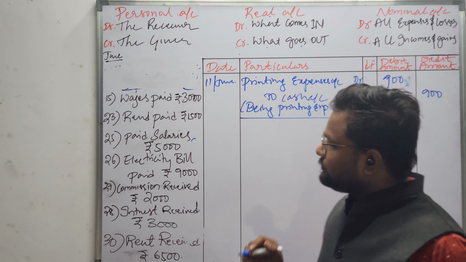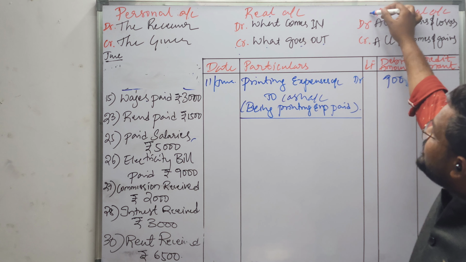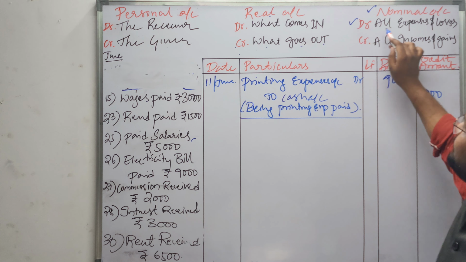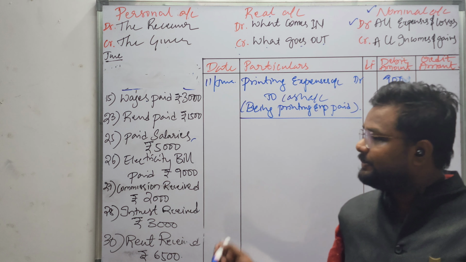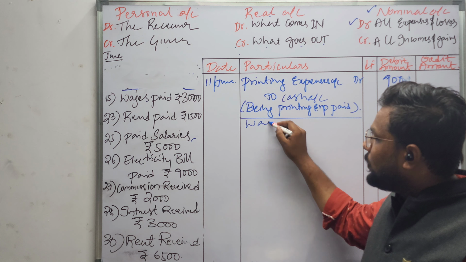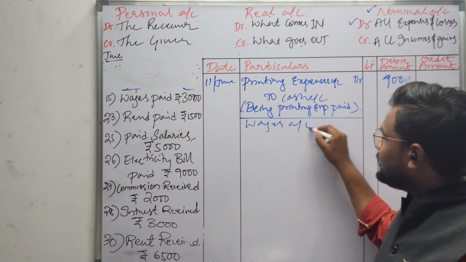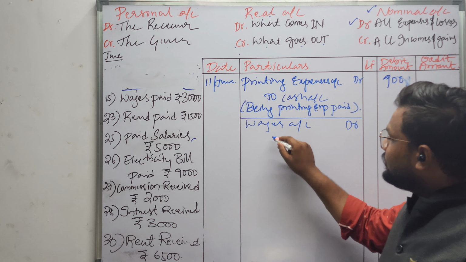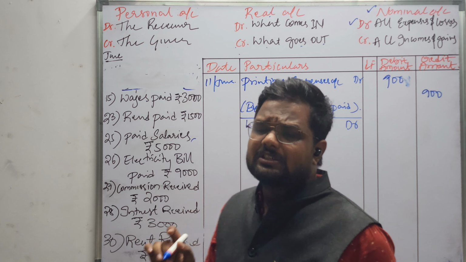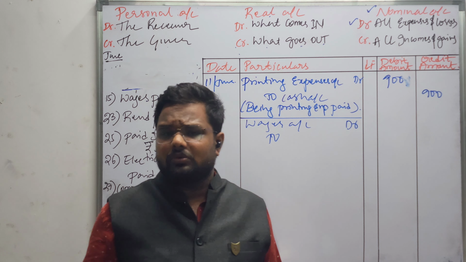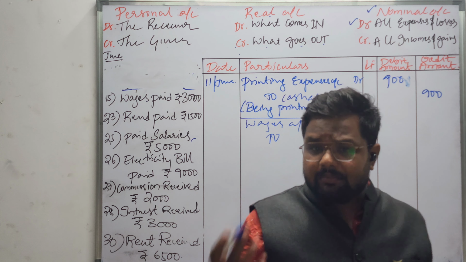So now, according to the nominal rule, debit all expenses and losses. Wages is an expenditure, so debit that. Wages account debit, and to. Whenever you are paying wages, are we receiving anything? No. Something is going out from us.